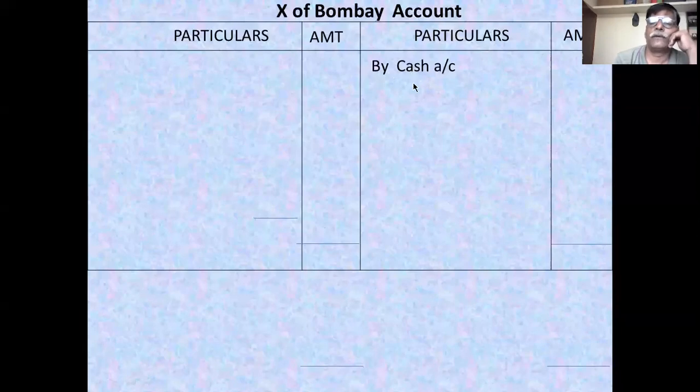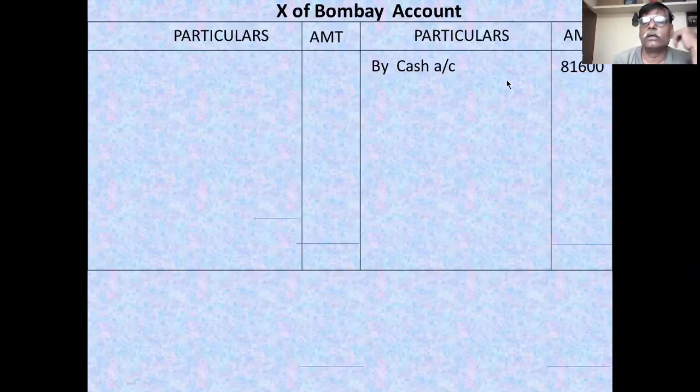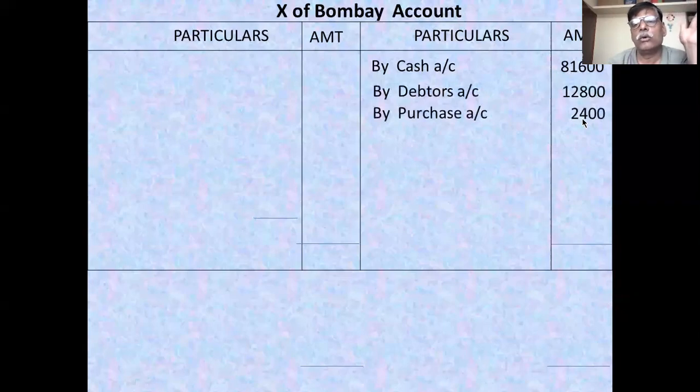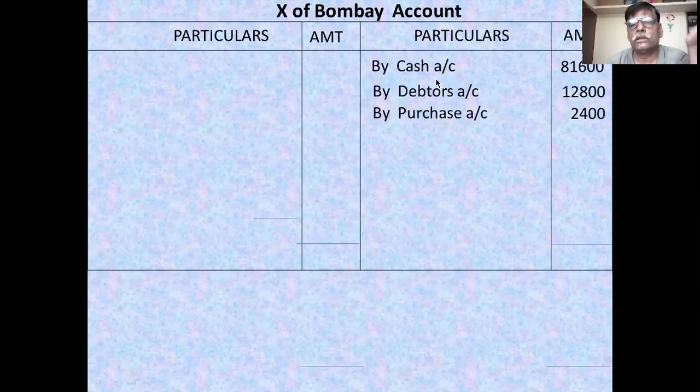So on the credit side, first is cash sale. Cash sale is 86,100. Credit sale to Sen and Company, by debtors, 12,800. By purchase, 2,400. These are all taken from the above account. I will not explain again. So these are the 3 items under the credit side of the consignor account.